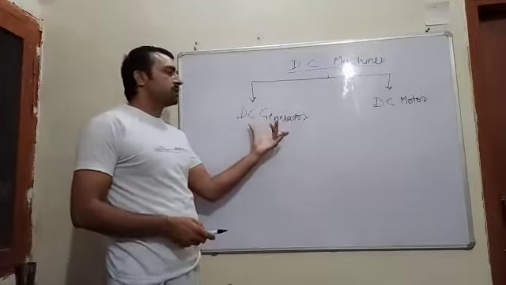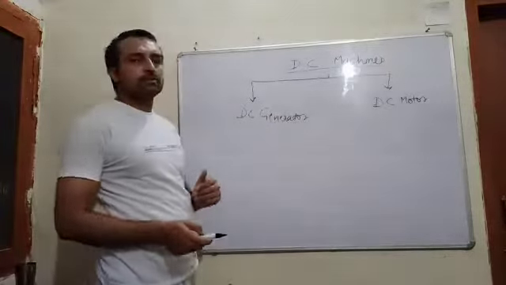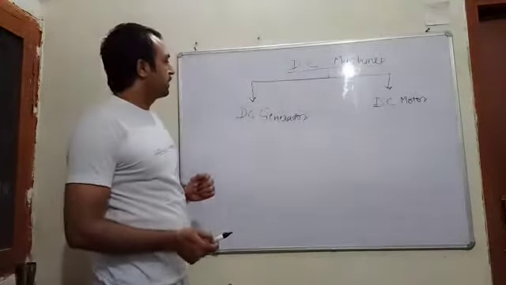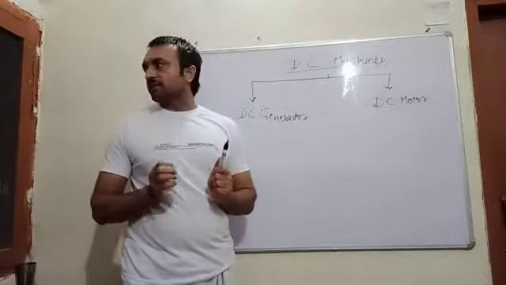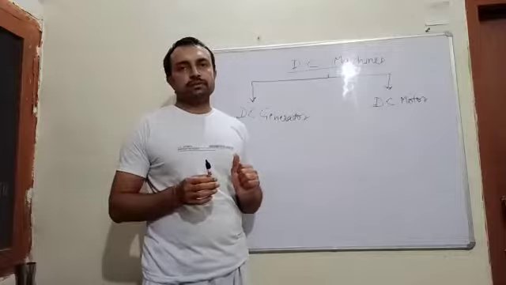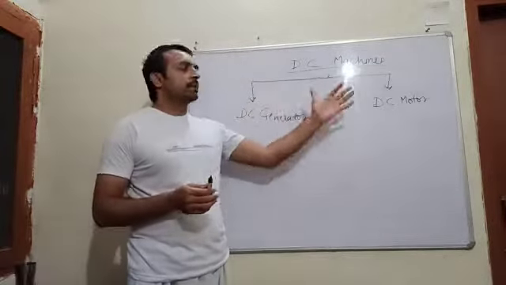Now this DC generator can be categorized in number of types depending on the connections of the windings. Actually, first we have to discuss the construction of DC machines. Then we will discuss types of machine, DC generator and DC motor.